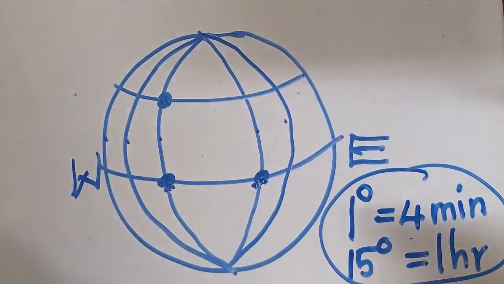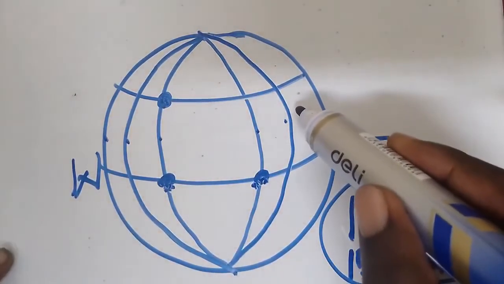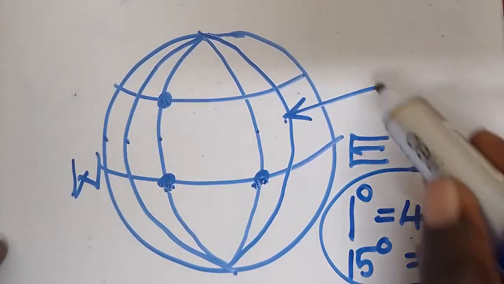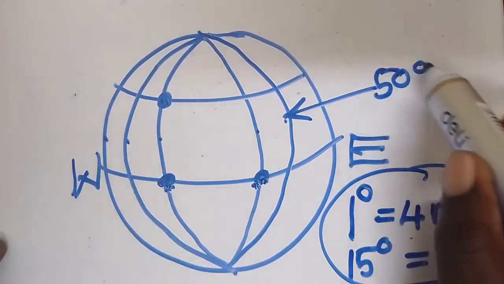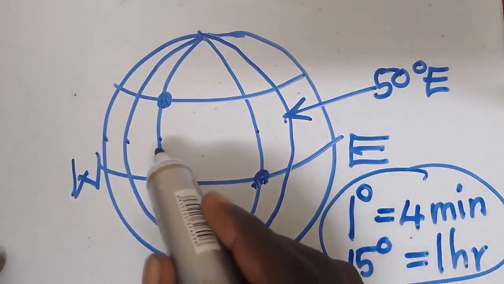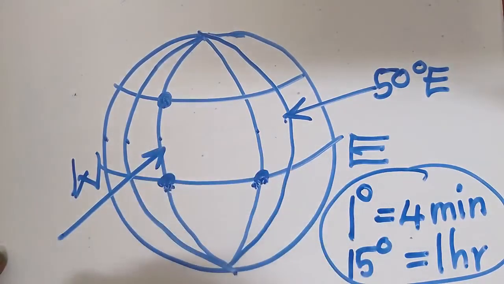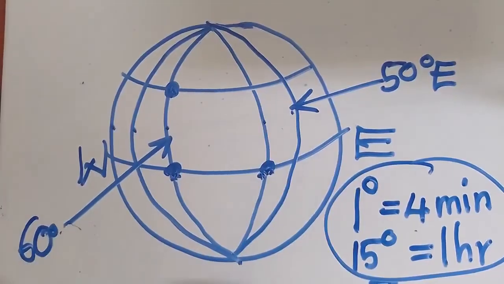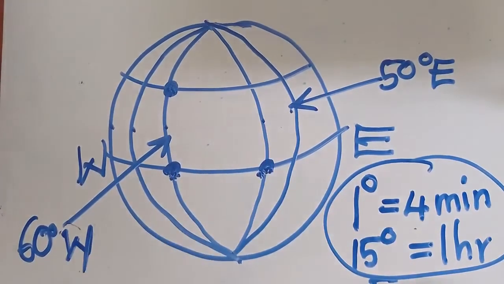So let me do this. Let me put a sketch here. Let's say that one, I'm going to give the name of that one. So I'm going to say this one is 15 degrees east. Have you seen? Then I'm going to also name this one. Let me put 60 degrees, what? 60 degrees east, like this. Okay, not east, let me put west. Let me say there is west there.